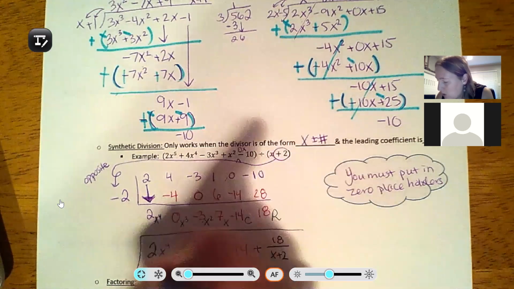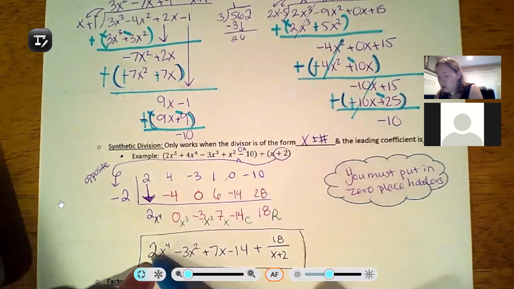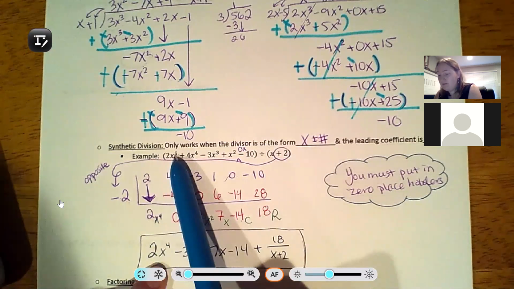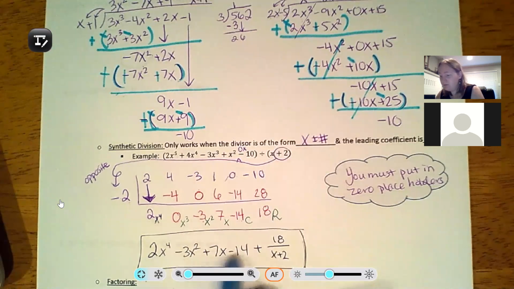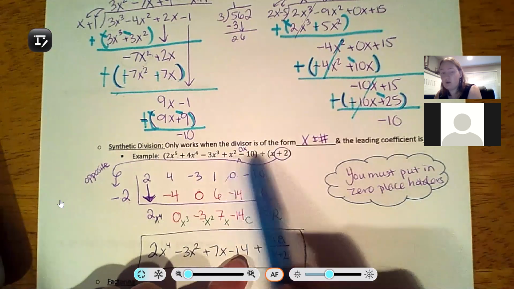If I were to multiply this by this, you can see that 2x to the 4th times x does get me 2x to the 5th. And you can continue on. If you multiplied this whole polynomial by this, and then you added 18, you'd end up with this answer. So you can check your work.